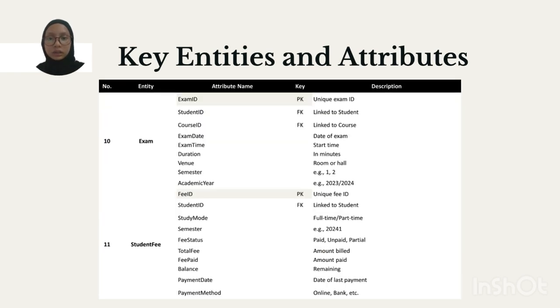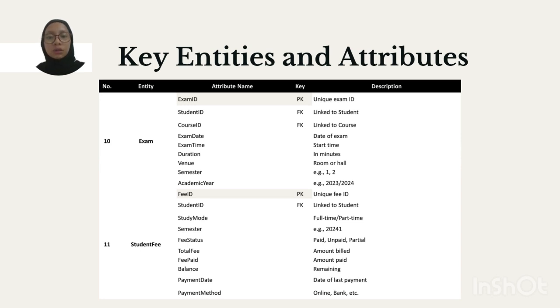Next, let's look into the key entities and attributes that support the academic life cycle, which are exam and student fee. Each exam record is uniquely identified using exam ID, which is the primary key. It connects to both the student and course entities through foreign keys, student ID and course ID, allowing us to track which student sat for which course exam.